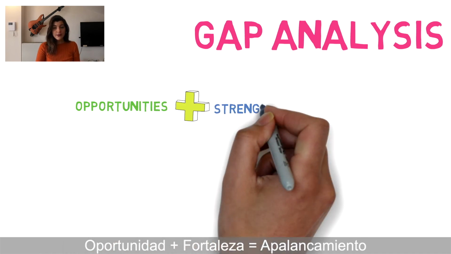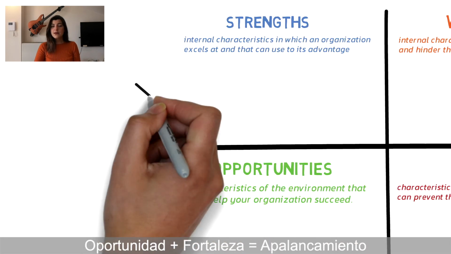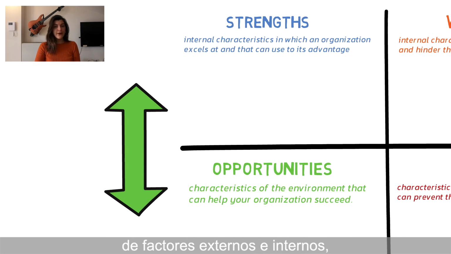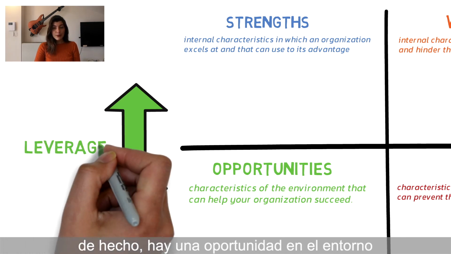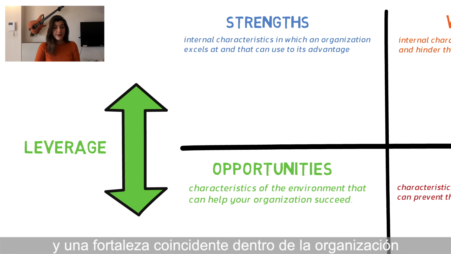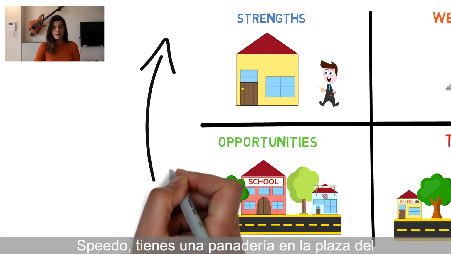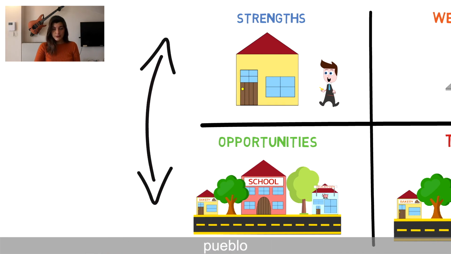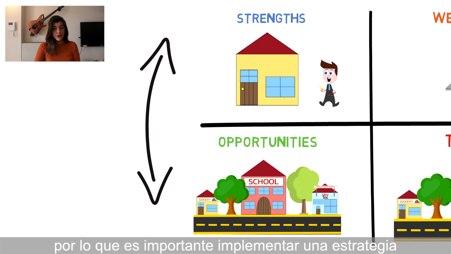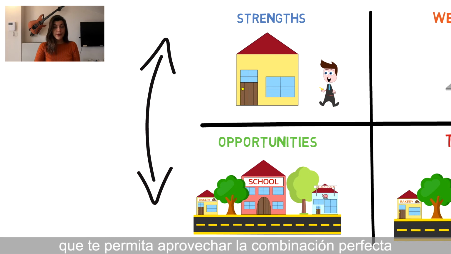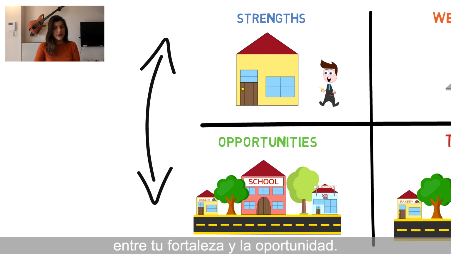Opportunity plus strength equals leverage. This is the best combination of external and internal factors. In fact, there is an opportunity in the environment and a matching strength within the organization to take advantage of the opportunity. These are obvious directions that the organization should pursue. Going back to the example, Speedo, you own a building in the town square. This is a strength, where there are a school and a delicatessen. This is an opportunity. So it's important to implement a strategy that lets you take advantage of the perfect match between your strength and your opportunity.